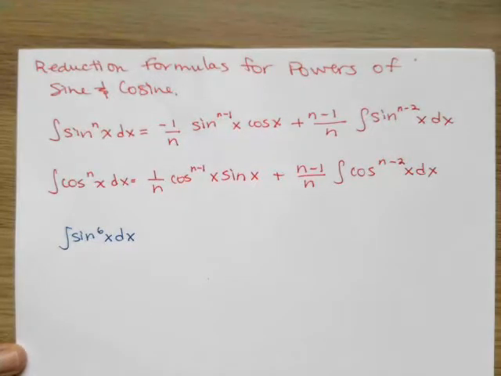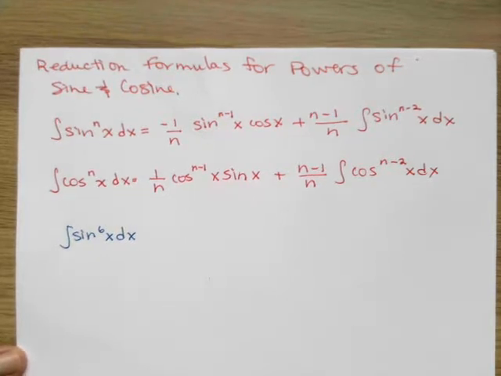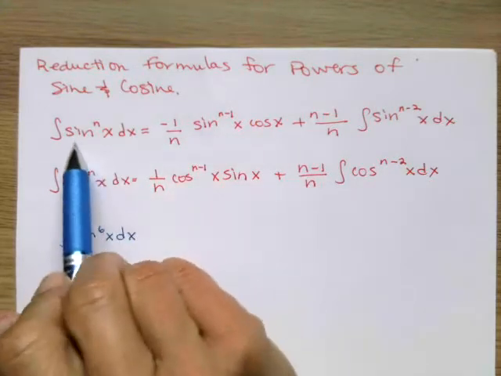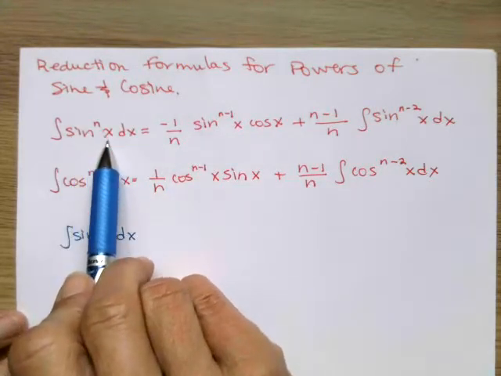So when we're integrating powers of sine and cosine, we have some reduction formulas that can be super helpful. They're not very intuitive, so probably you're going to look them up. I'm just going to give them to you here, and I'll show you how to use them. So if we're integrating sine to the n of x dx.